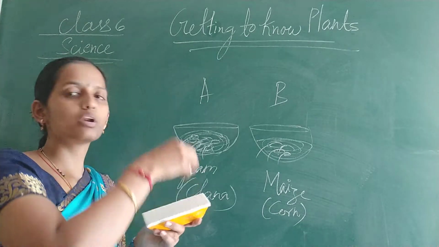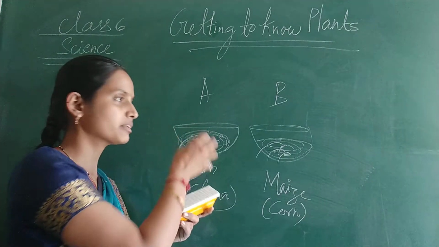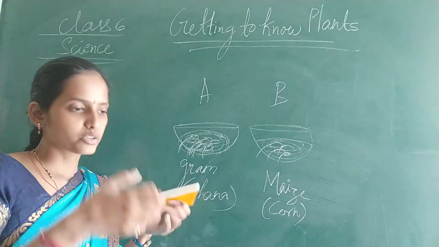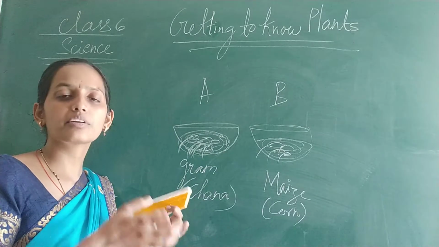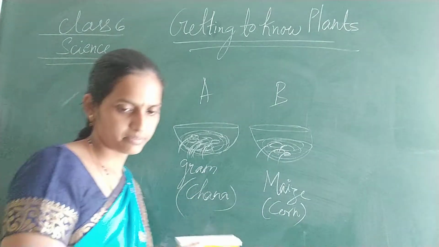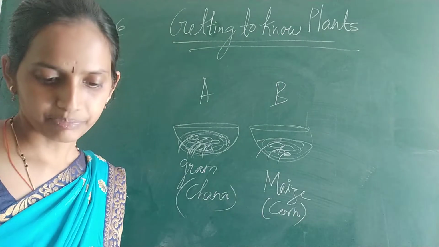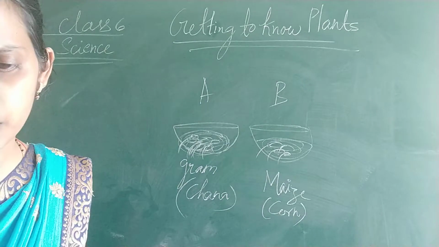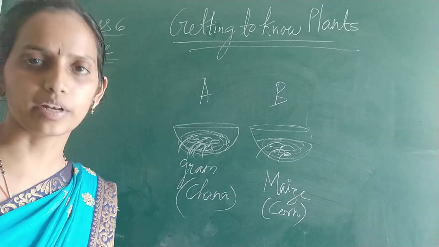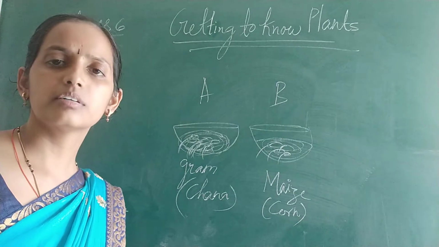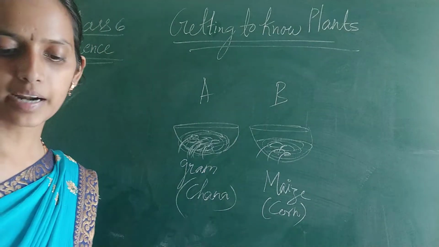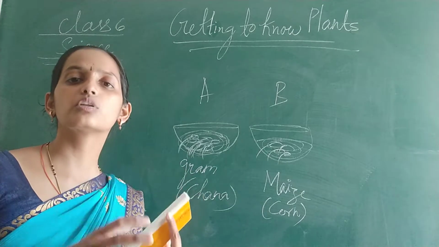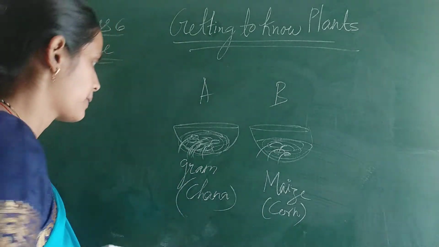When we try to pull out those seeds from this cotton material, we are not able to pull them out easily. They are holding the cotton very tightly, very stiffly, right? So this is because roots help in holding the plant firmly to the soil. Because of the root only, the plant is held stiffly, tightly, properly in the soil. Okay.